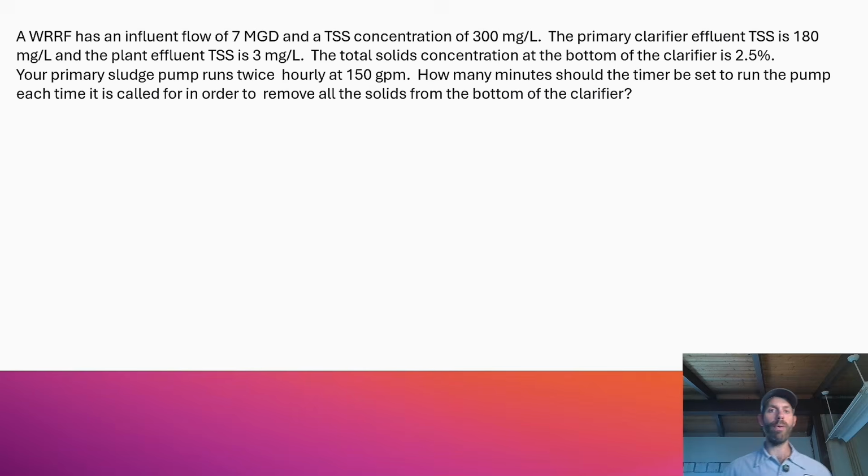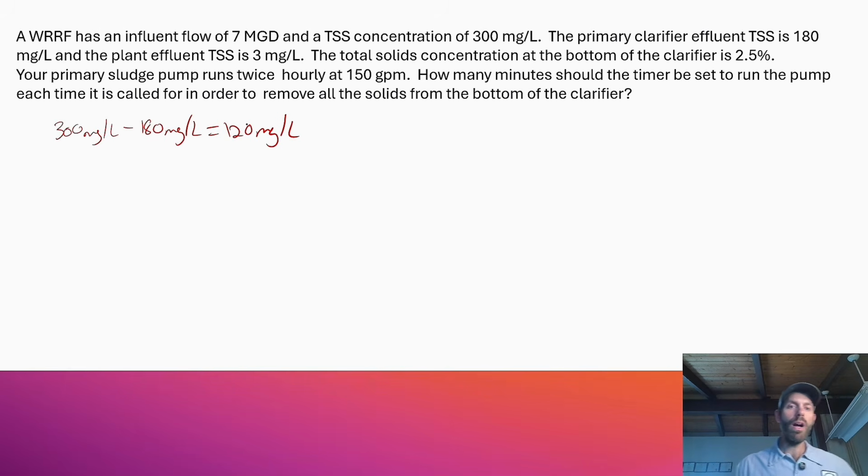So let's work this math problem out. First things first, I'm going to have to figure out how many pounds of TSS settle at the bottom of the clarifier. I'm going to subtract 300 milligrams per liter minus 180 milligrams per liter, okay? That's going to give me 120 milligrams per liter. Why? Because I took the raw TSS influent at 300 and subtracted the primary clarifier effluent, not the plant effluent. That's a smokescreen. Don't worry about that 3 milligrams per liter. 120 milligrams per liter is what actually was removed in the primary clarifier. It's got to go somewhere, and in this situation, it settled to the bottom of the clarifier.